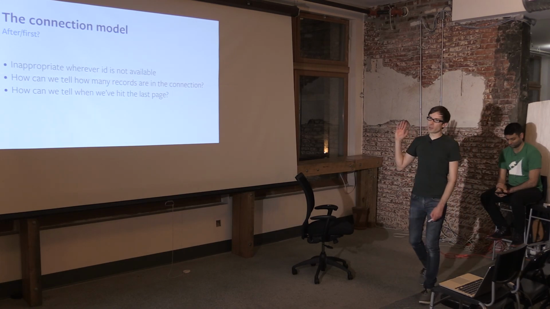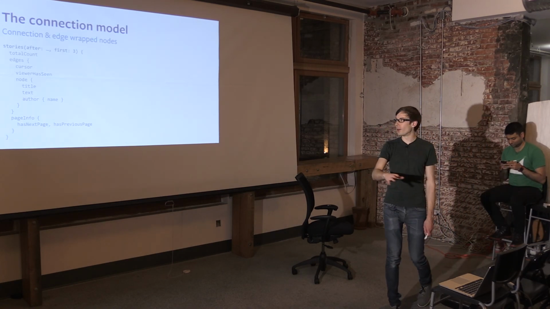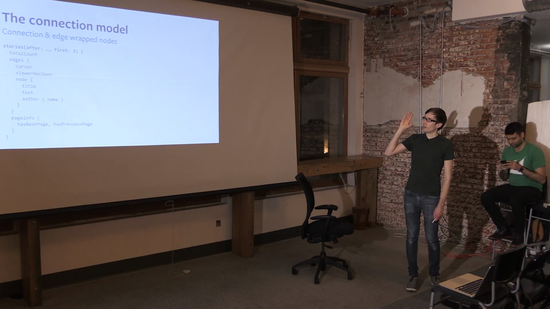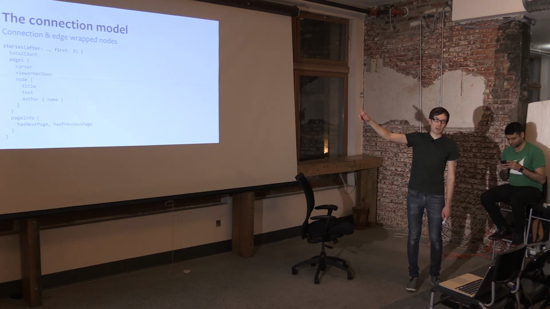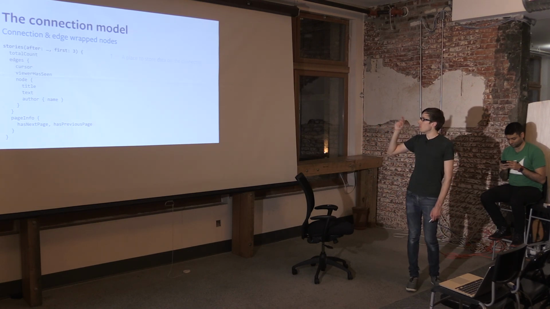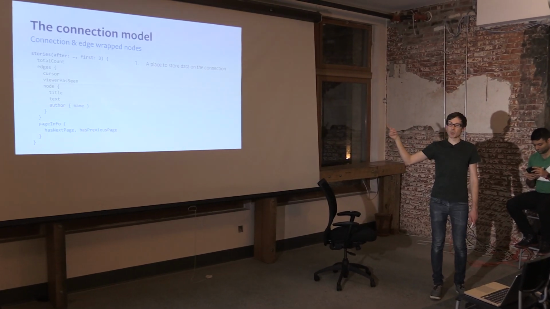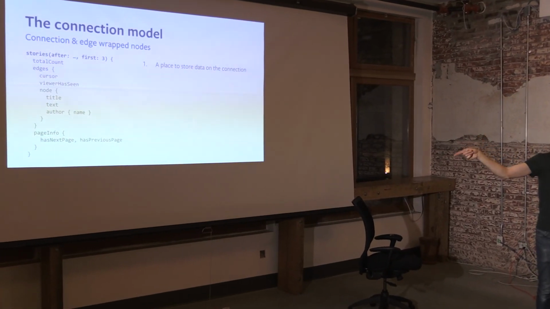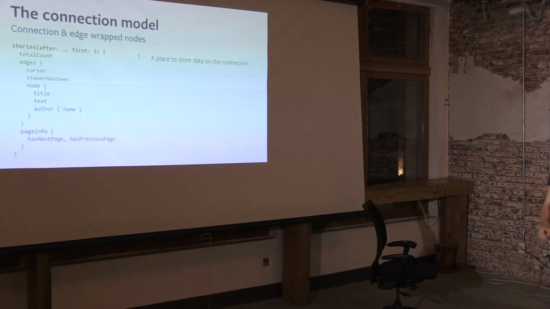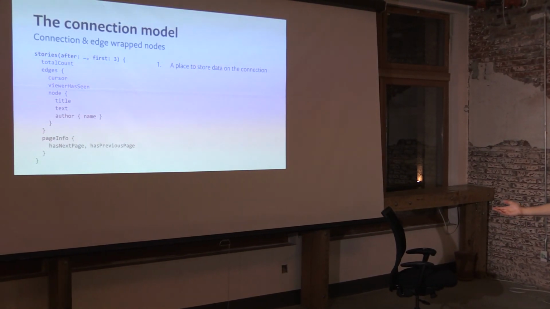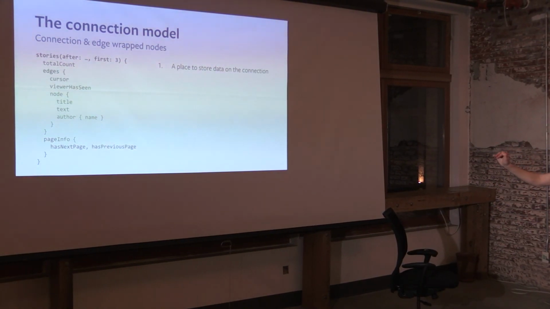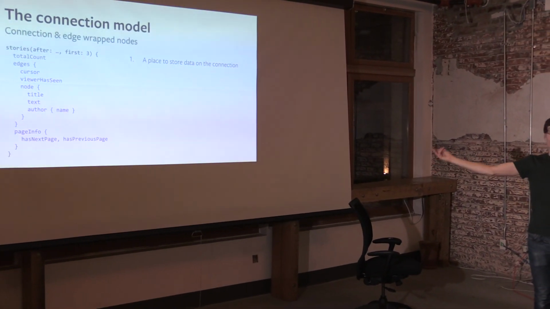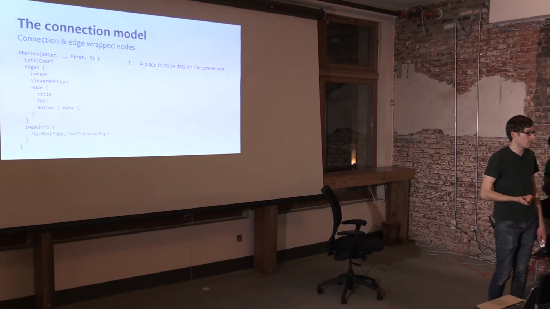So instead, we've gone in Relay for the full Monty, which we call the connection and edge wrapped connection model. And it goes like this. Stories after first, we use the after first arguments, but the first thing that we have is a place to store data on the connection itself. So stories has a couple of things that you can see. It has total count, where I can query the DB for how many stories there are in the whole list, and right at the bottom, it has an object called page info that gives me a couple booleans like has next page, has previous page, given those after first arguments.